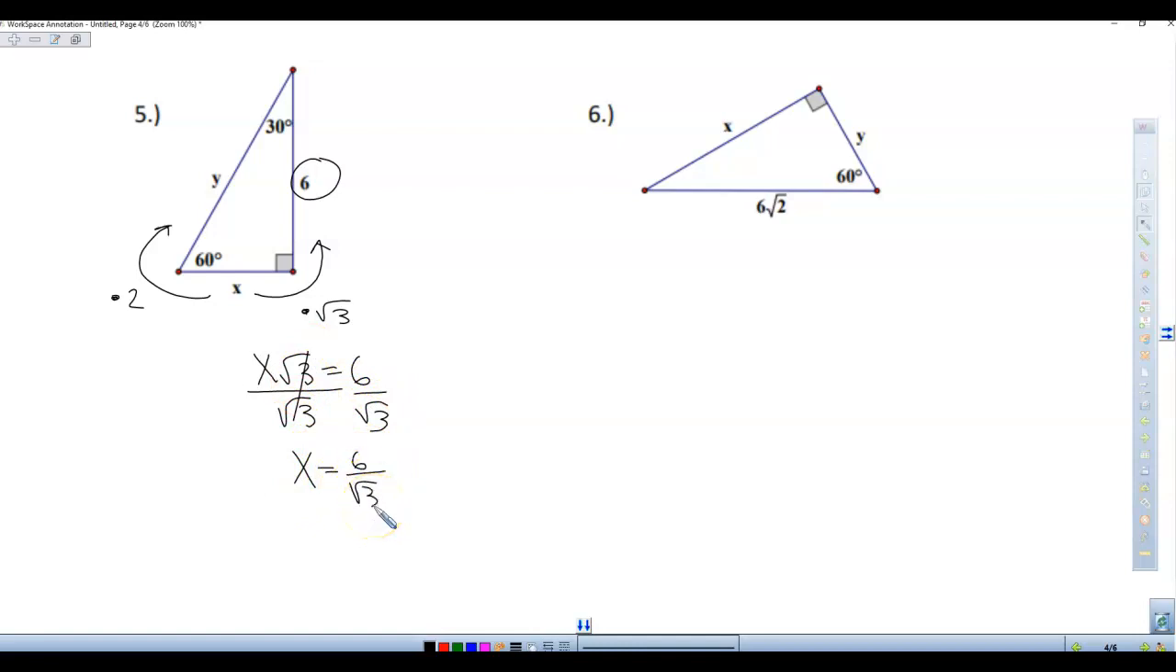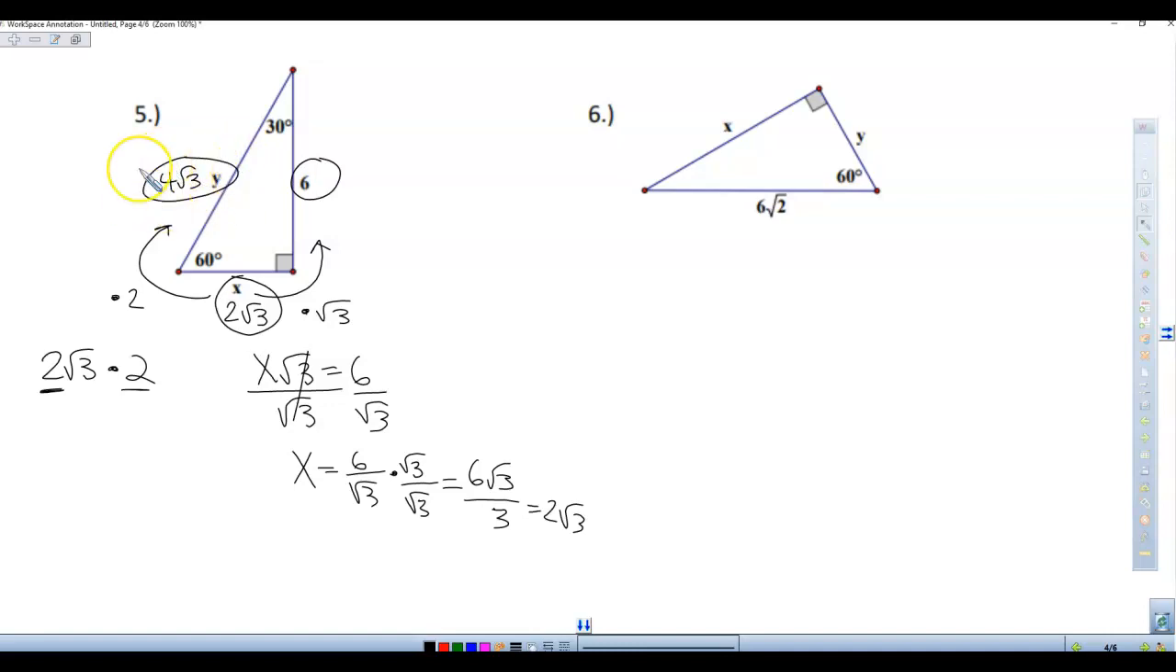But again, I need to rationalize my denominator, so I'm going to multiply, excuse me, not both sides, but both the top and the bottom of my fraction by the square root of 3. And I get 6 root 3 over the square root of 9, which is just 3. And then 6 divided by 3 is 2. So I get 2 root 3 for x. And then, to go from the short leg to the hypotenuse, I double it. So I would do 2 root 3 times 2. So I can multiply these coefficients together, which gives me 4 root 3.